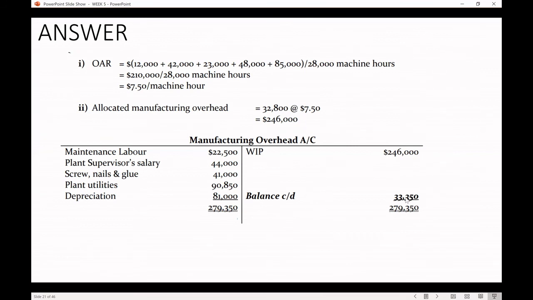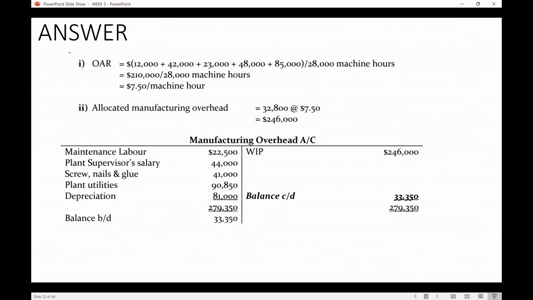Once you put this difference on the smaller side, we can now see for sure that both sides are equal. This 33,350 is your variance. You can either leave it there and bring it down as balance c/d. As I said, I will link it down and you'll see how to close an account. However, the next step, now that we know our variance, is to close the variance.